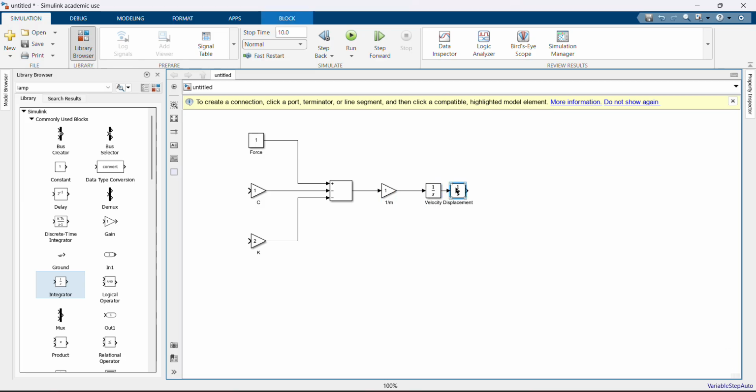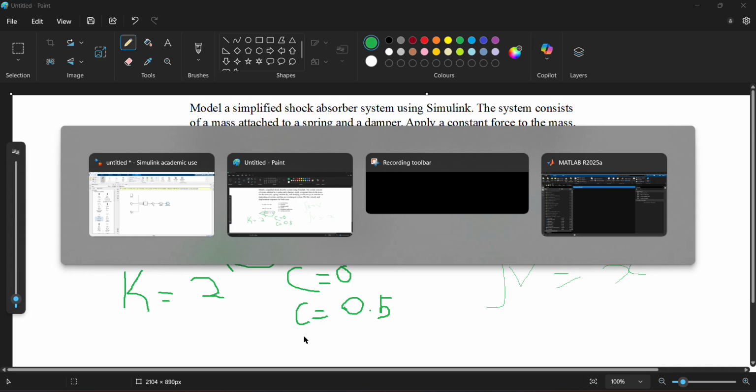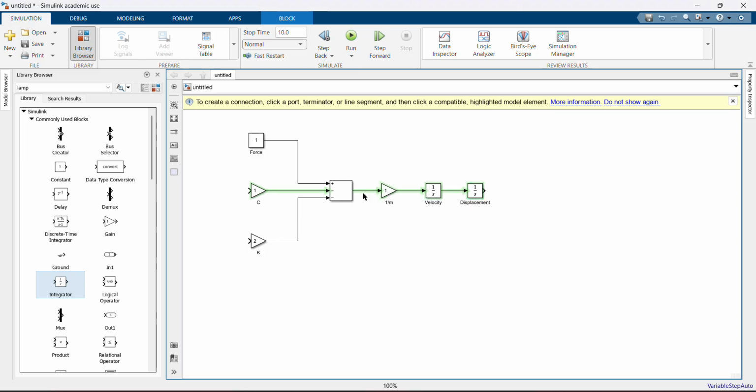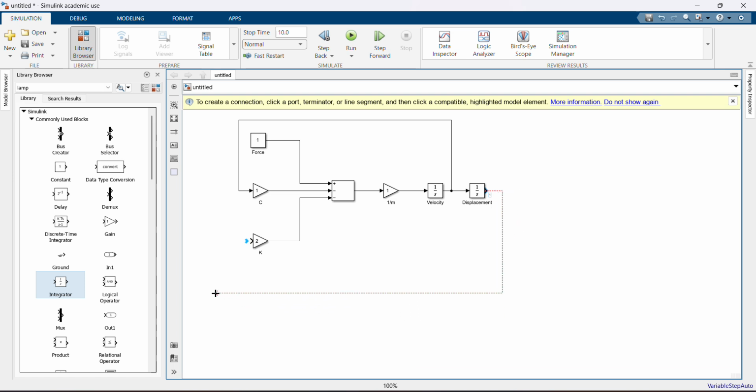Now as per the equation, the velocity is multiplied by c. So I'm going to drag the output of velocity and give it as an input to the gain block of c. And similarly, I'm going to drag the output of displacement and give it as the input of spring constant K. So this satisfies our equation, which means Vc minus Kx.